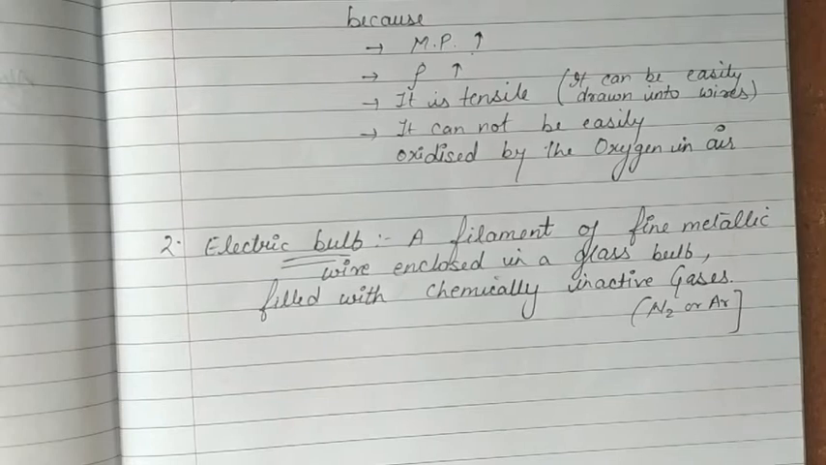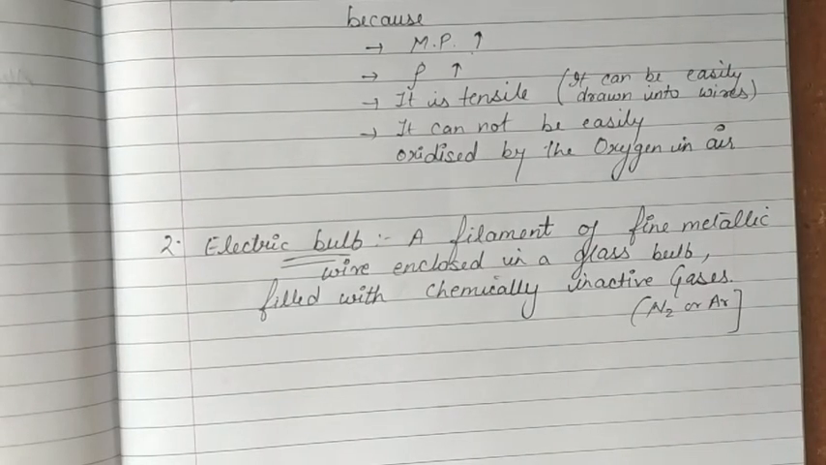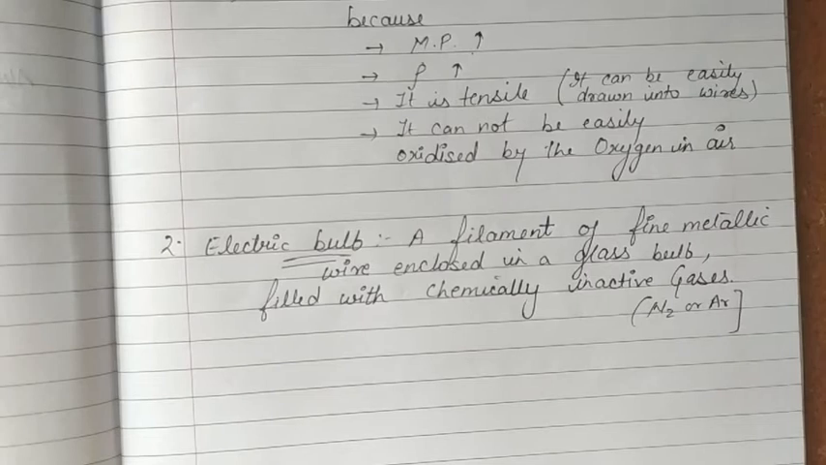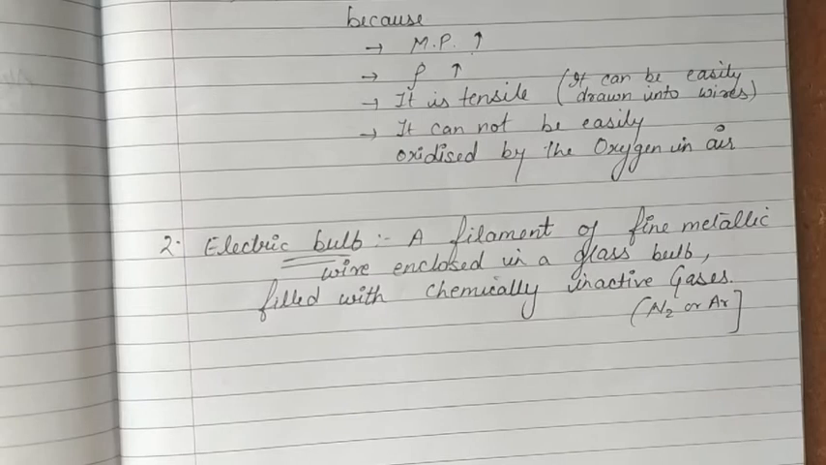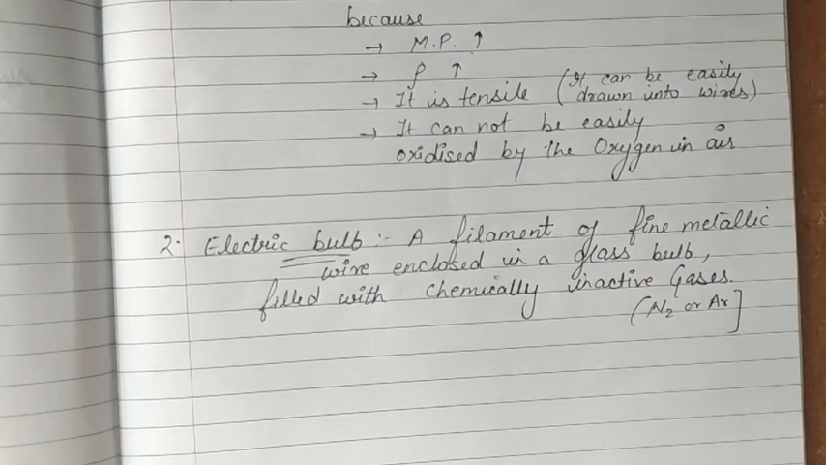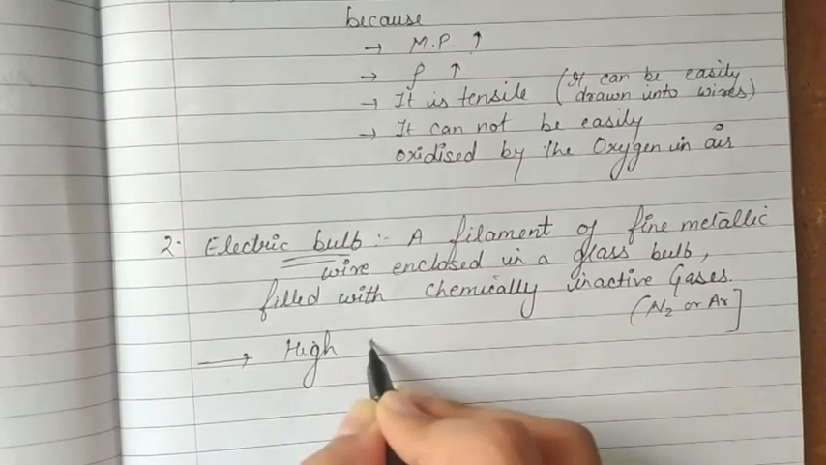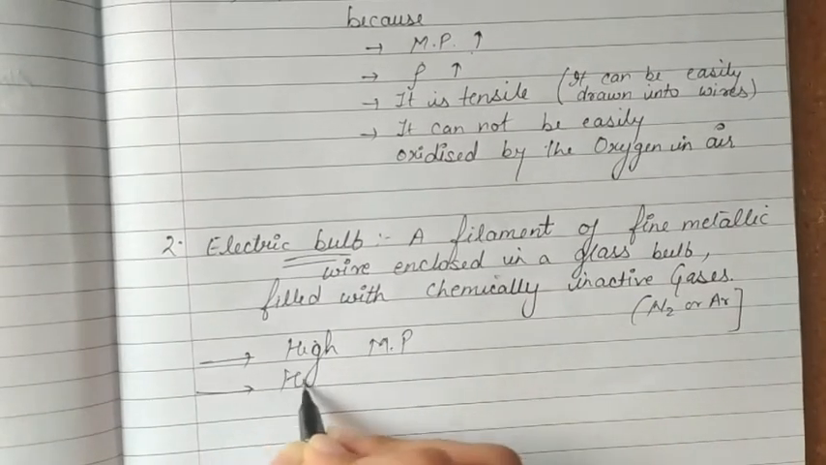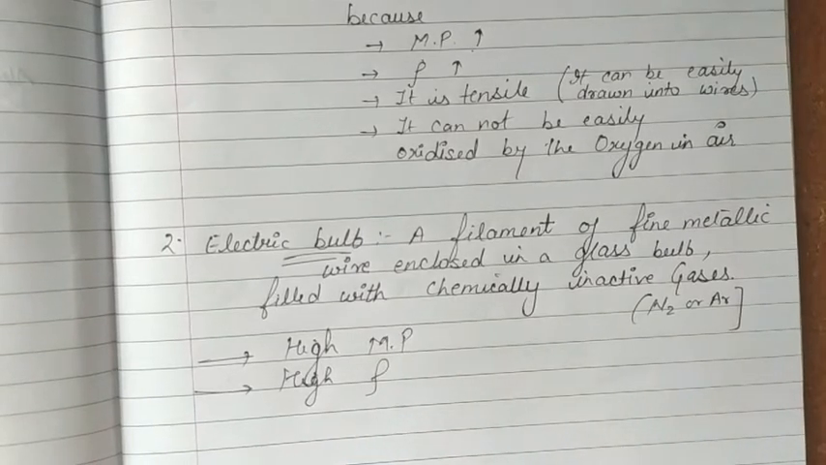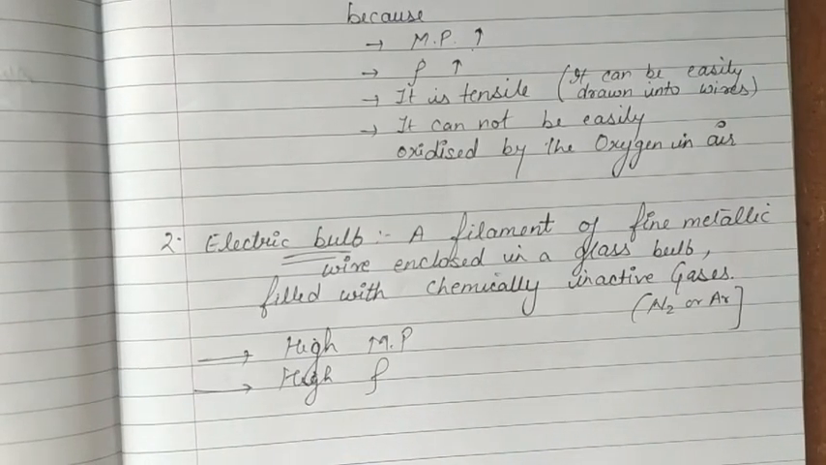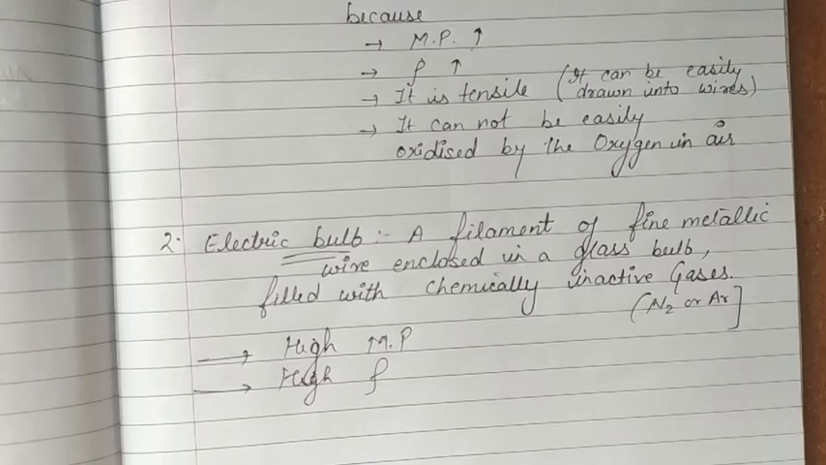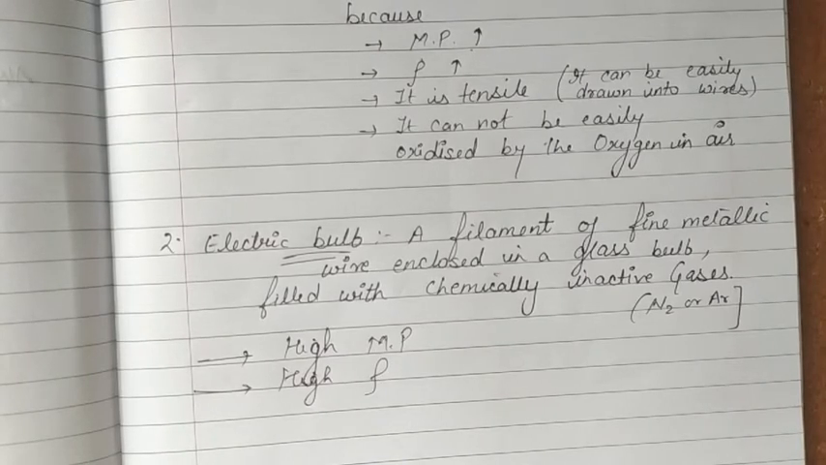So basically, we can produce light using this phenomenon of the heating effect of current. While doing this, we need a filament enclosed in a glass bulb filled with chemically inactive gases. The filament material should have a high melting point and high resistivity, so that it can be heated and bear the heat for a long time.